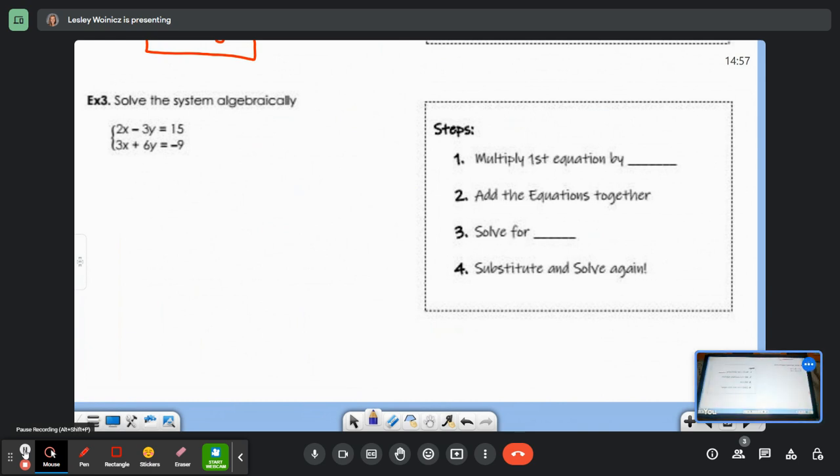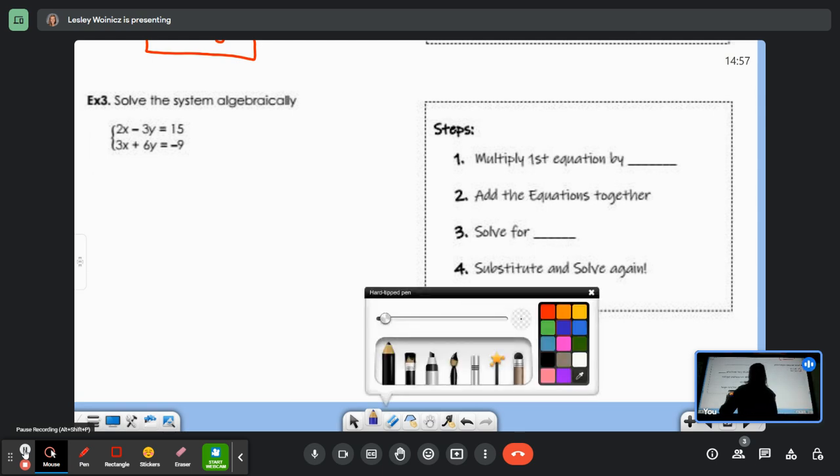Okay. Now, can you think of anything we could do to turn a 2 into a 3 or a 3 into a 6? Yeah, if we multiply by 2, we can get a 3 turned into a 6. Does everybody see that? Yeah. And then we can cancel. So that's what we're going to do.